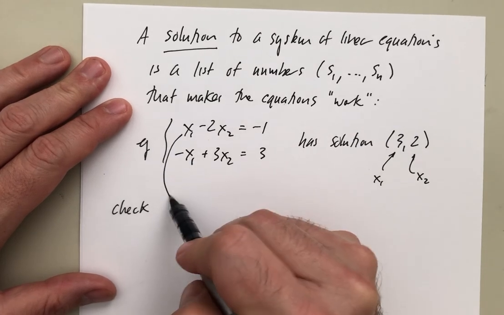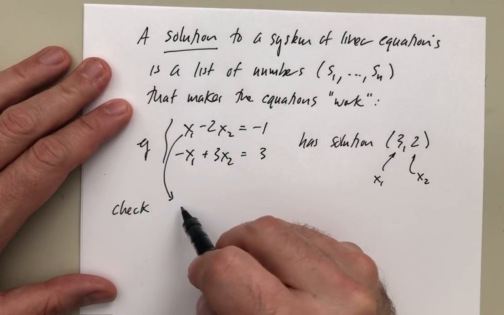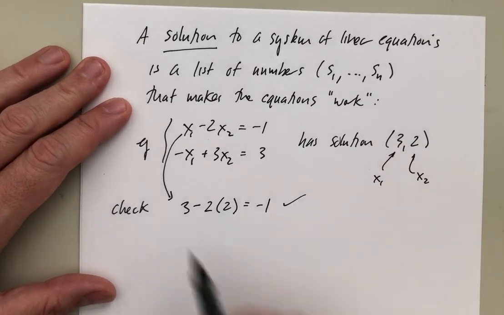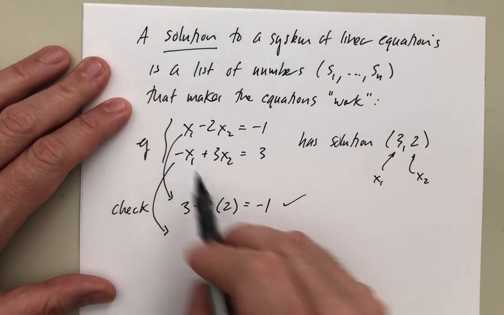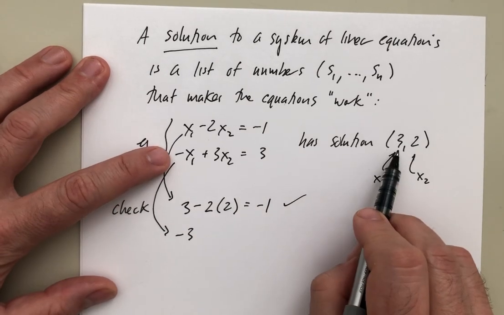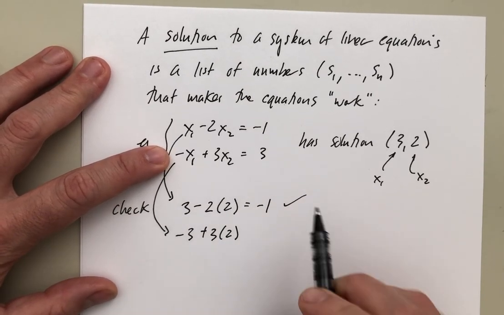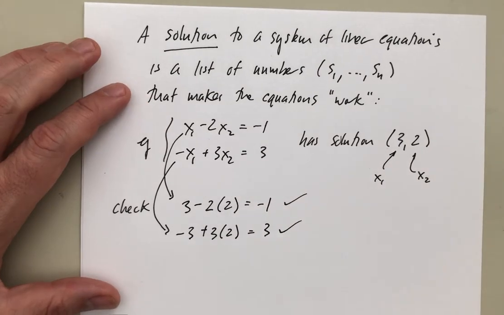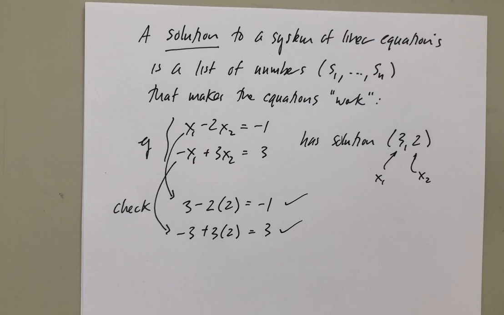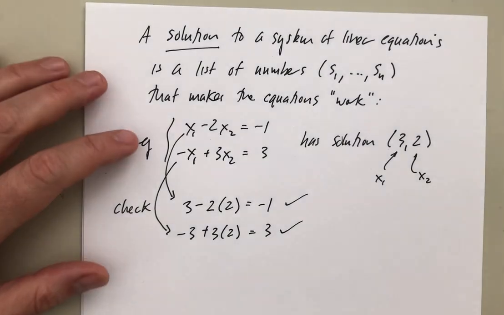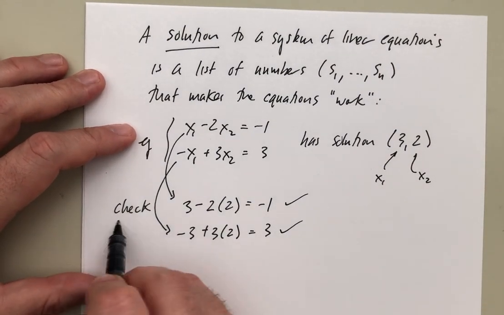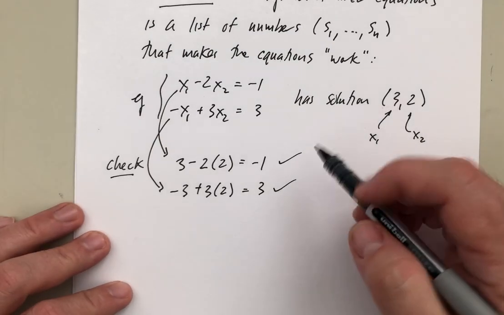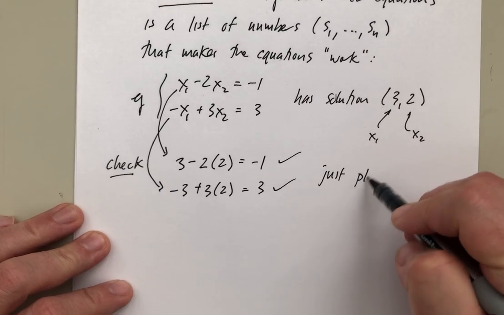So let's check this. The first equation says if I plug in 3 for x1 minus 2 times 2 for x2, I get minus 1. That's what I should get. And then the other equation says minus the first number, so minus 3, plus 3 times the second number x2 should equal, what is that? That's 6 minus 3, that is 3. So that works as well. So it is indeed a solution. You just checked that. It's easy to check if a given list of numbers is a solution. You just plug in to check.